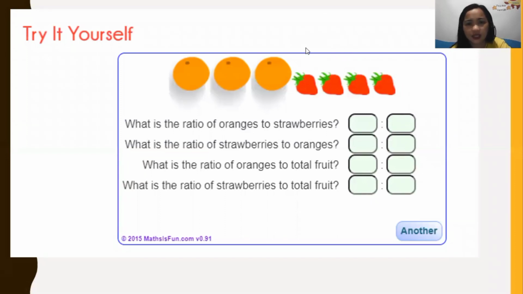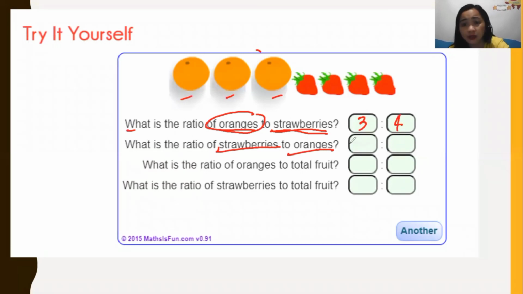Now, let's try this. By looking at the picture, we have here oranges and strawberries. Now, let's have the first question. What is the ratio of oranges to strawberries? Ilan ba oranges natin dito here? 1, 2, 3. So, unahin natin si orange. That is 3. And strawberries, we have 1, 2, 3, 4. Or the answer is 3 is to 4. Now, what is the ratio of strawberries to orange? Nauna naman si strawberries. So, we have here 4 is to 3.